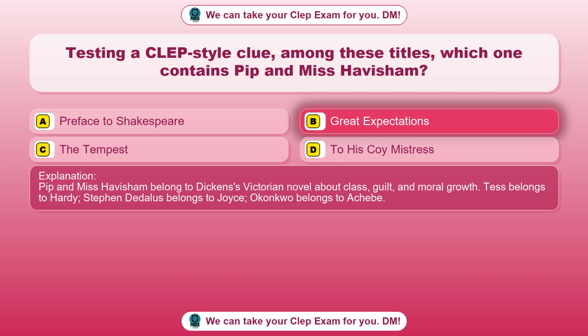Pip and Miss Havisham belong to Dickens's Victorian novel about class, guilt, and moral growth. Tess belongs to Hardy, Stephen Dedalus belongs to Joyce, Okonkwo belongs to Achebe.